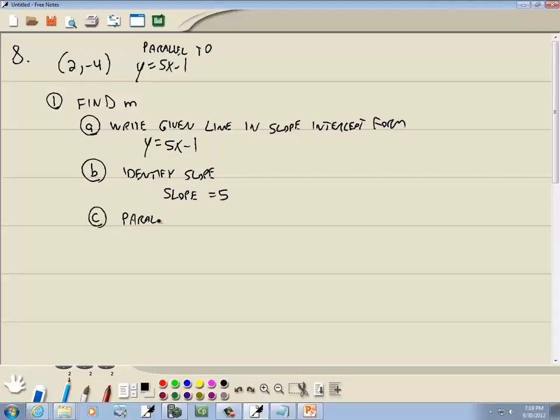And then C, parallel lines have slopes that are the same. So, the m we're trying to find is going to be 5. Same as that.